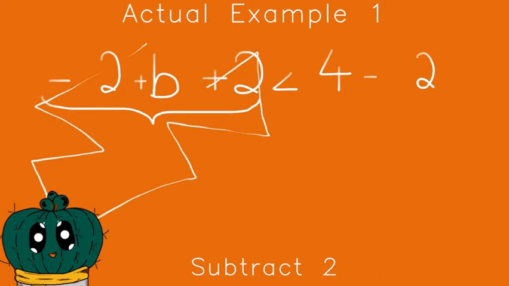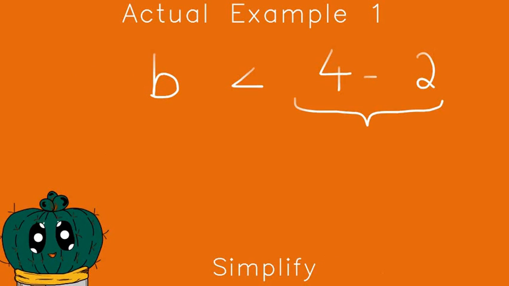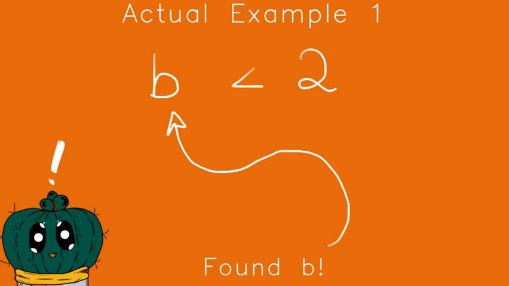On the left hand side, the 2's are going to cancel out, because 2 minus 2 gives us a 0, and we are going to be left with b. On the right hand side, 4 minus 2 is just going to be equal to 2. So in this case, b is going to be less than 2. We haven't found the exact value, but we do know that whatever number b is, it's going to be less than 2. It can be 1, 0, -50, -1000, whatever; it is always going to be less than 2.